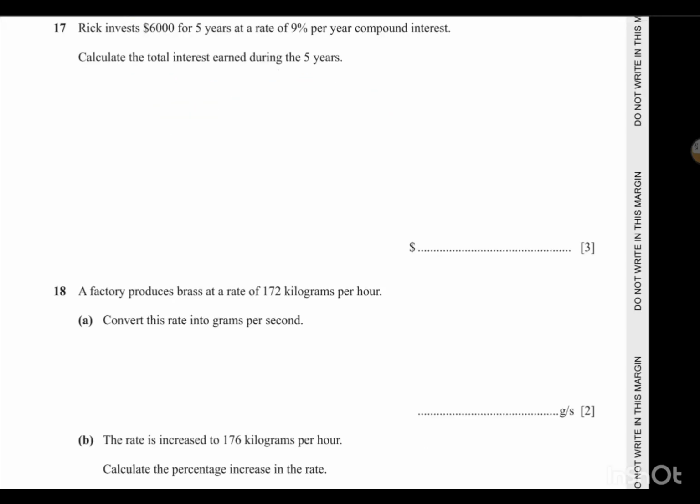Question number 17. Rick invests $6,000 for 5 years at a rate of 9% per year compound interest. Calculate the total interest earned during the 5 years. So the question is asking to find the interest amount. For that we first take the amount after 5 years, A is equal to 6000 principal into 1 plus 9 by 100 whole raised to 5. And from this amount we need to subtract the principal amount, and you will get the amount of interest earned.